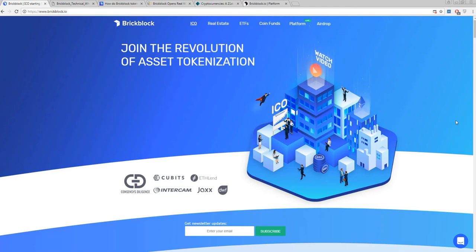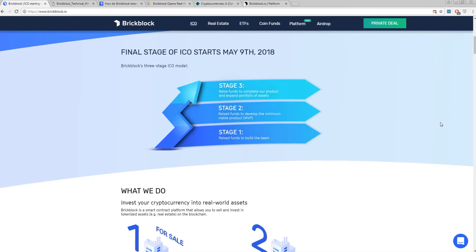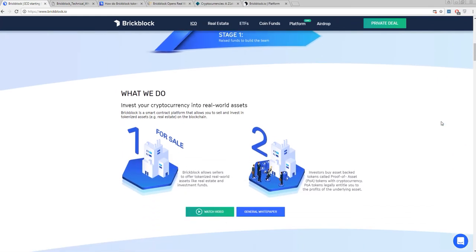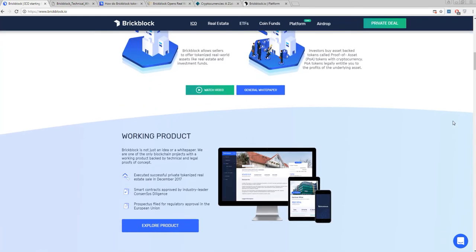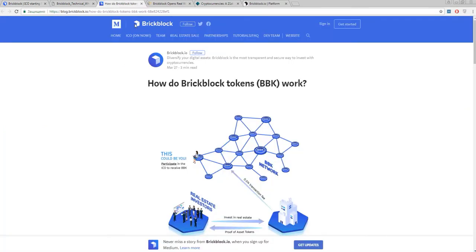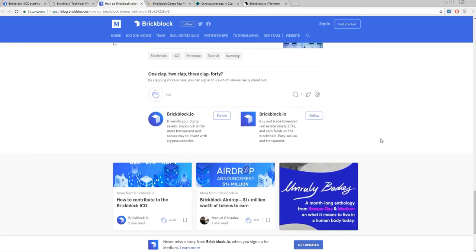So, as you can understand, BBK is a smart contract platform that allows you to sell or invest in tokenized assets. The platform has three types of tokens: asset-backed tokens, proof of asset, and the primary token called BBK, and access tokens. POA tokens are needed to activate and get a profit from every transaction. BBK tokens can be used for trading, selling, or in other inside procedures. All the information about the tokens you can find in the category called How do BrickBlock tokens work. Here you can find all the information about BrickBlock tokens, access tokens, and proof of asset tokens. It's really full of information and describes everything about it.